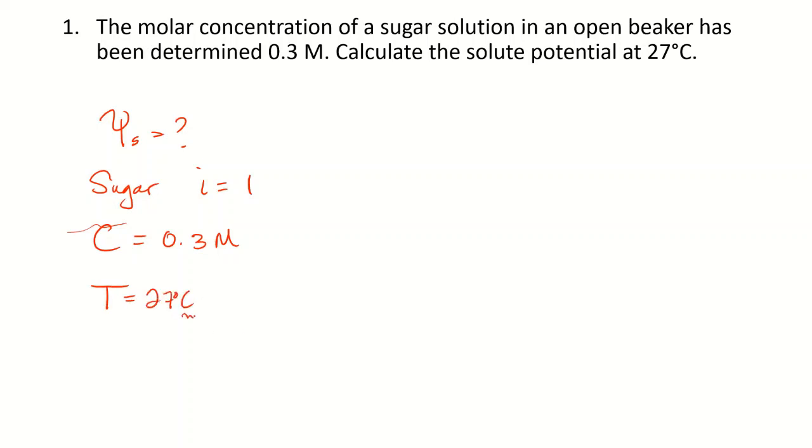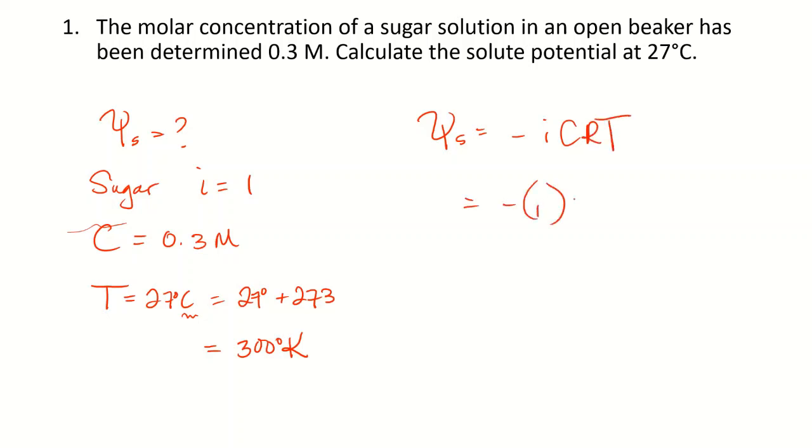Now notice our temperature is in Celsius. We need to convert it to Kelvin. So that means we need to take our 27, add 273 to it, and that's going to give us 300 degrees Kelvin. So our solute potential is negative i times CRT. It's going to be negative 1 times 0.3 times 0.0831 times 300.